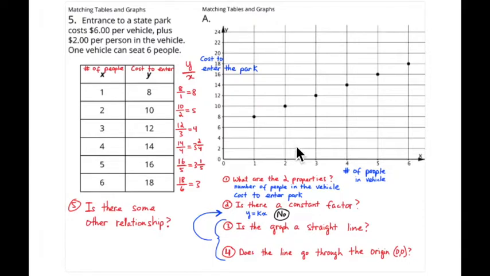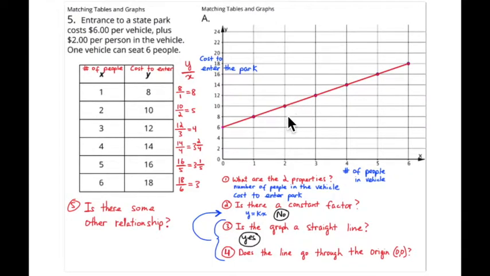Is the graph a straight line? Well, the graph is a straight line, and you could argue that I shouldn't connect the points because you can't have a part of a person enter the park, but I want to connect the points just so that you can see that those points do fall in a straight line. So it is a straight line, but does it go through the origin? For a proportional relationship, what you're going to see eventually is that it has to be a straight line, and that line has to go through the origin. In this case, it does not go through the origin.